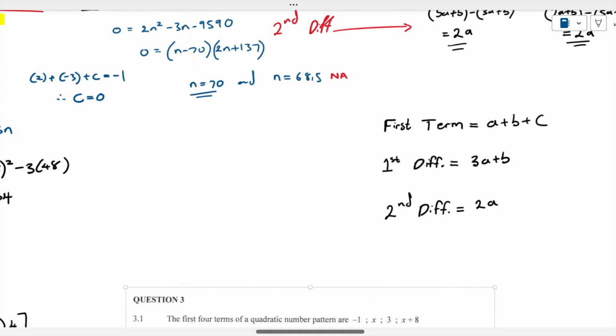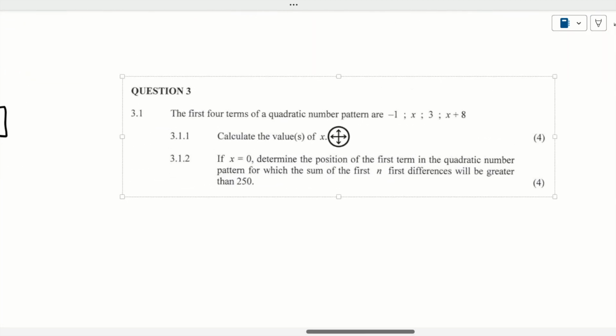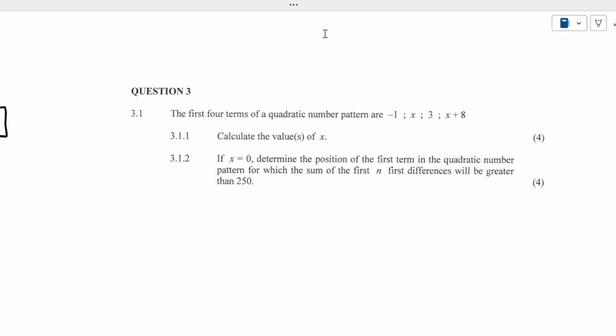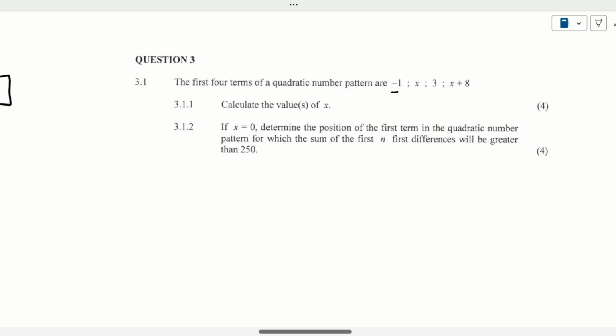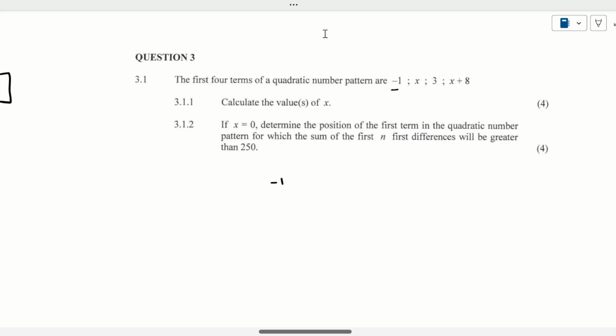Now let us move on to a more interesting question. The first 4 terms of a quadratic number pattern are -1, x, 3, and x plus 8. The easiest way would be to find the first and second difference.